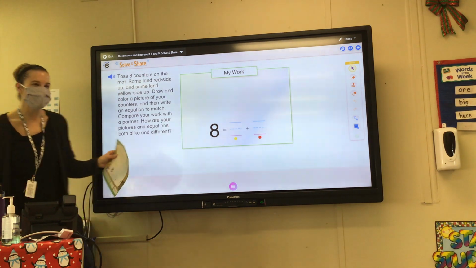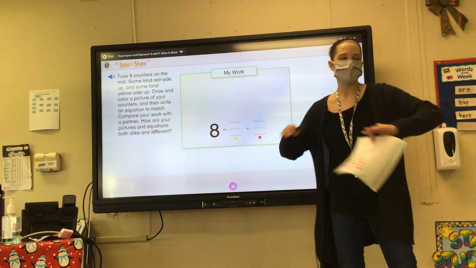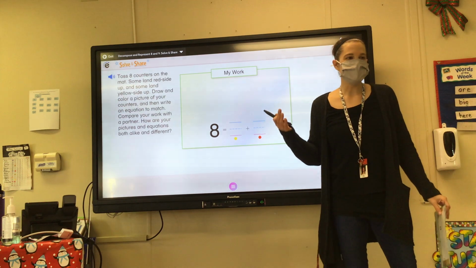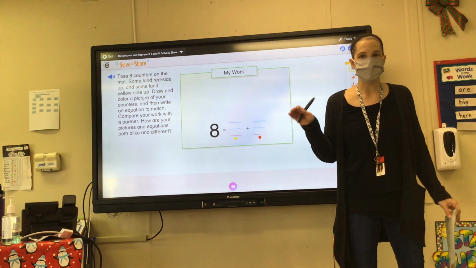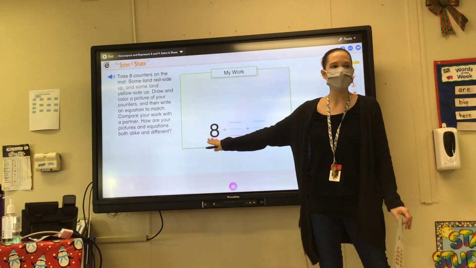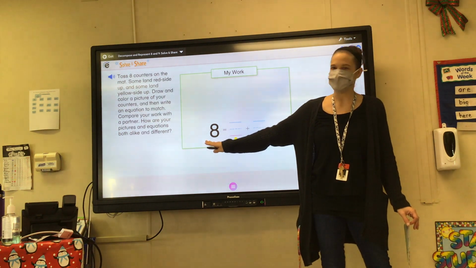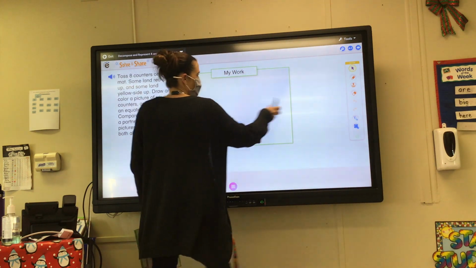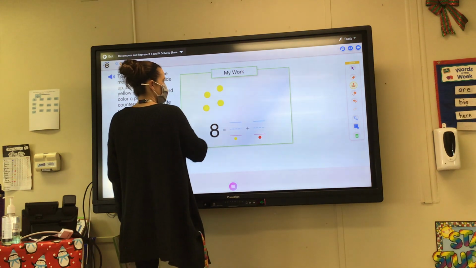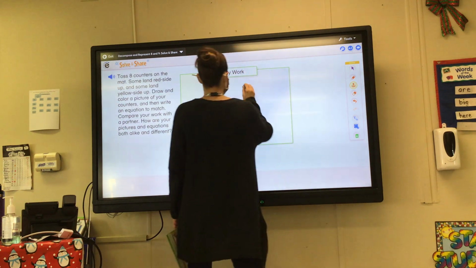Now this year it's a little bit different because we can't get together to compare with a partner. But if we had some yellow counters and some red counters and you just kind of toss it, we can come up with different equations. So I want you to draw some yellow counters and some red counters to make a total of 8. Go ahead and do that on your own, because we've been doing this for the last couple weeks. We're just going to color them in, right? Color them in, but make sure that they add up to the total of 8.